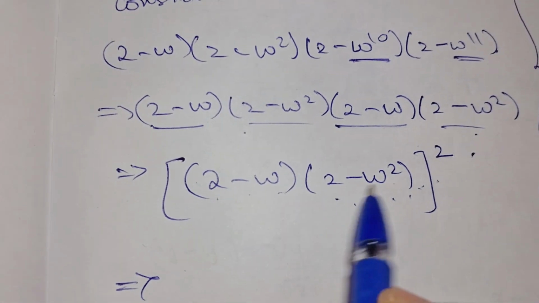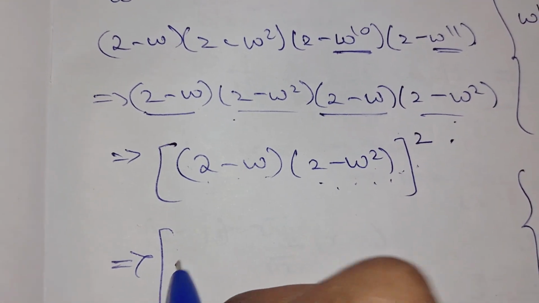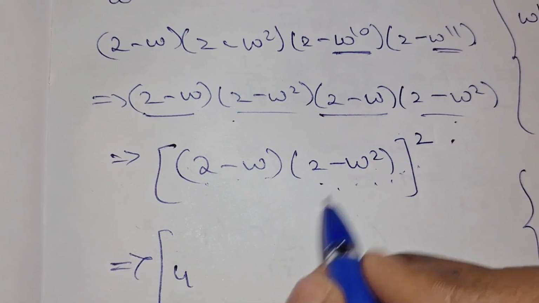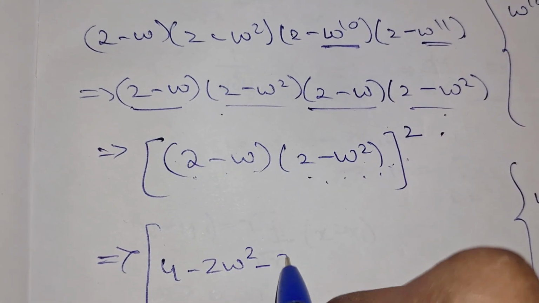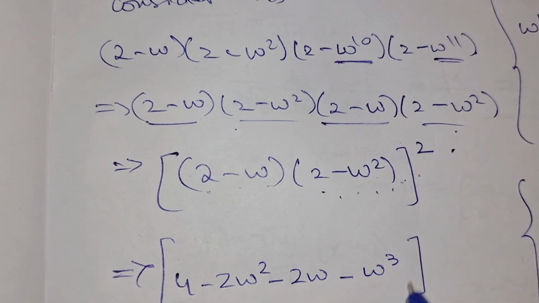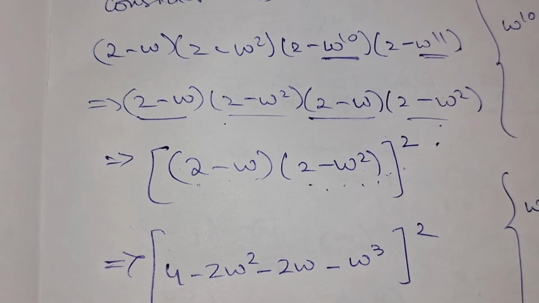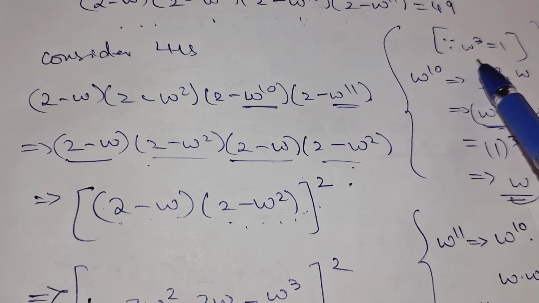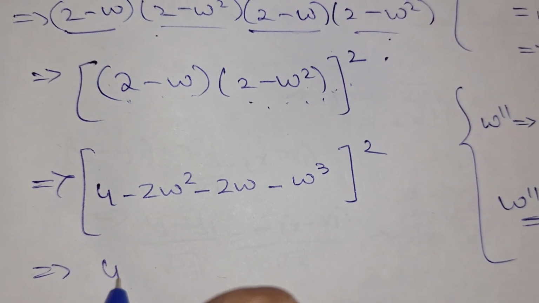Now we'll multiply the terms inside the bracket. We'll get 2 into 2 is 4 minus 2 omega square minus 2 omega, and this will be plus omega cube, whole square. Now omega cube is equal to 1, right? We'll substitute that. So 4.